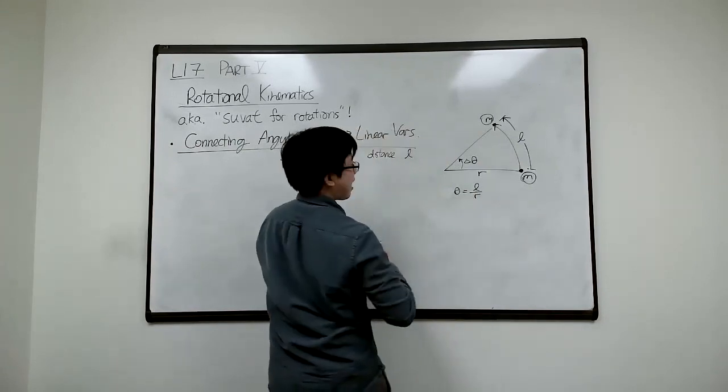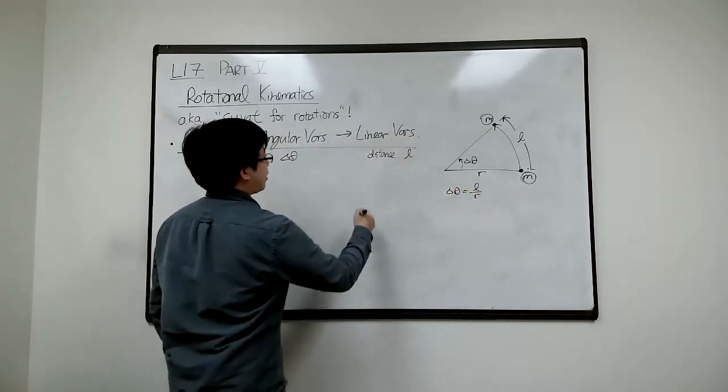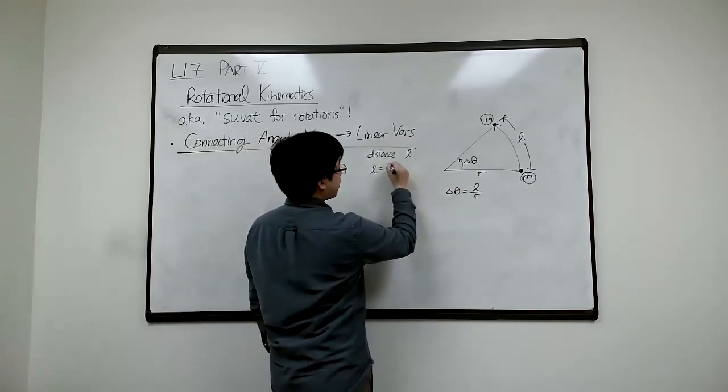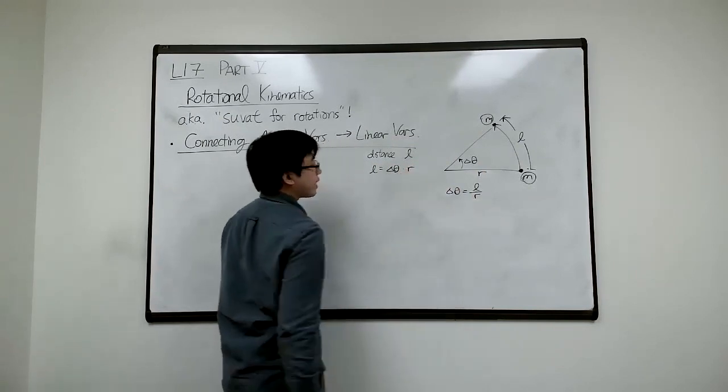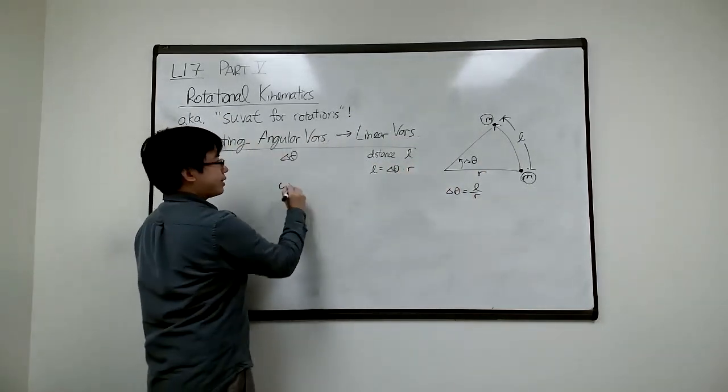Since we're using delta now, we'll use this, right? So the relationship is L equals this times r. That's it. Okay. How about velocity, angular velocity?